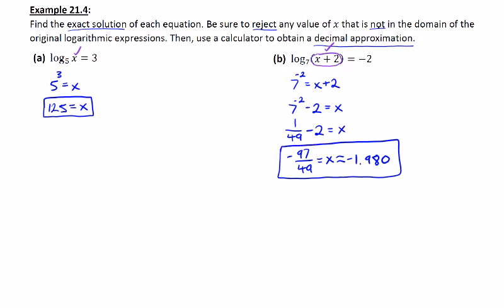Now I didn't bother with a decimal approximation on part A because 125 is just a whole number. There's really nothing to approximate there. The answer is fine as it is.